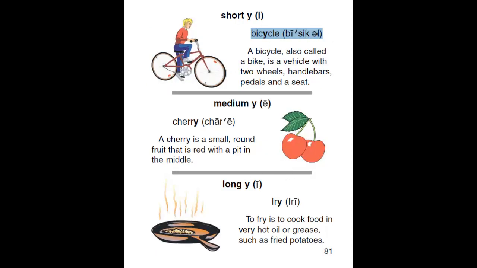Medium Y. E. The medium Y sound is made by opening the mouth and lowering the bottom lip. The teeth are just barely apart, with more of the bottom than the top front teeth shown. The sides of the tongue touch all of the back teeth. E. Cherry.